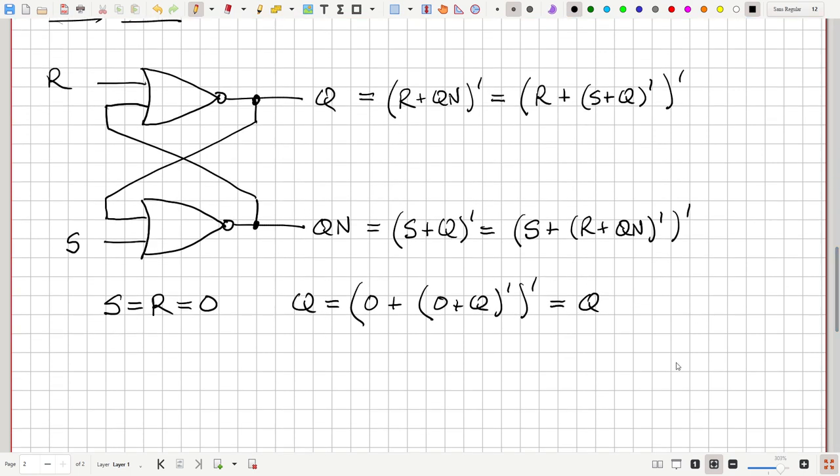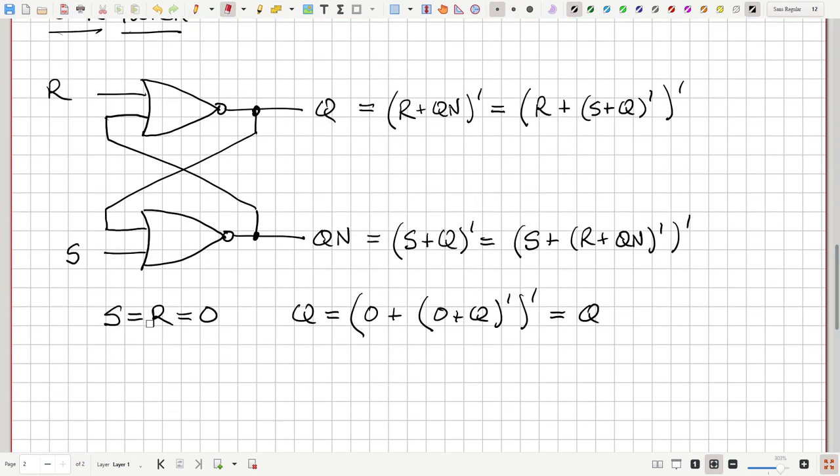So if S equals R equals 0, then Q is equal to Q. But what's Q? Whatever it was before, it's just going to stay there. This is the latching operation. In fact, we're going to call this the latch state.